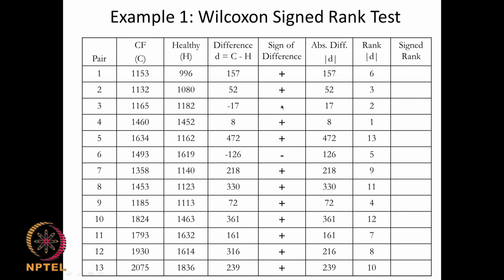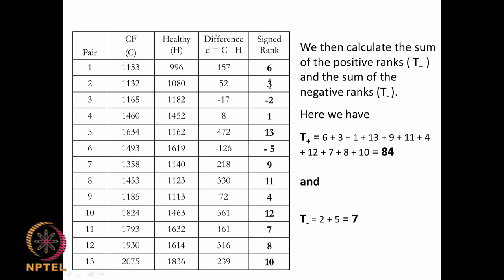What is the signed rank? You put the sign back in now. So 2 will become minus 2, 1 will become plus 1 and so on. This one will become minus 5 and the rest will all become plus their corresponding rank. So it considers not only the absolute values but also the rank. Now we have these 13 sets of data. We calculate the sum of the positive ranks and the sum of the negative ranks. The negative ranks are 2 plus 5, which is 7, and the positive ranks are the rest.